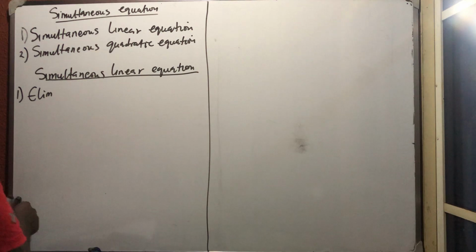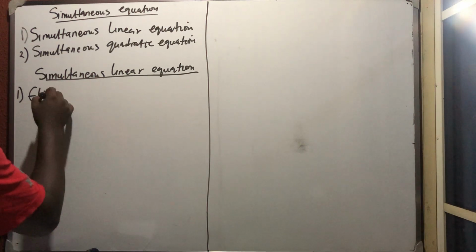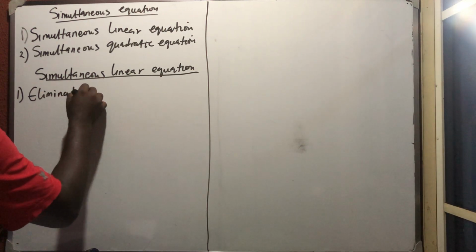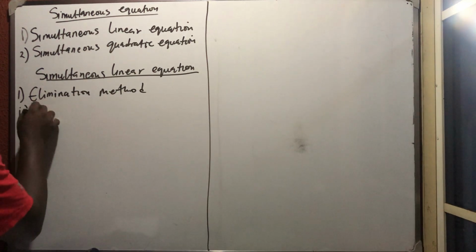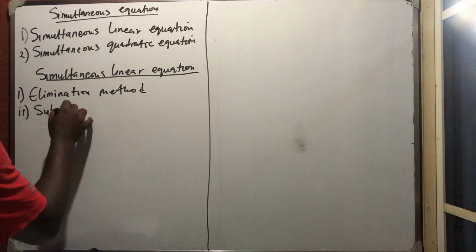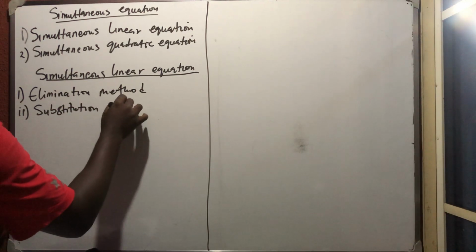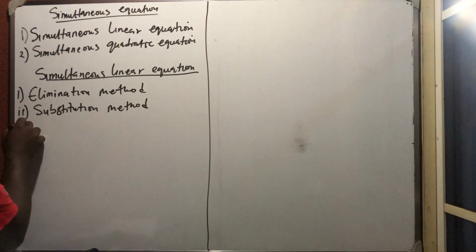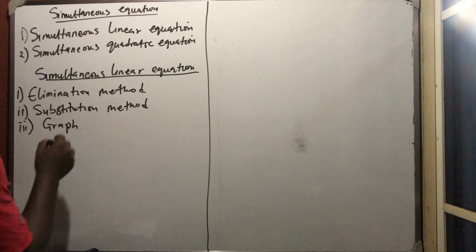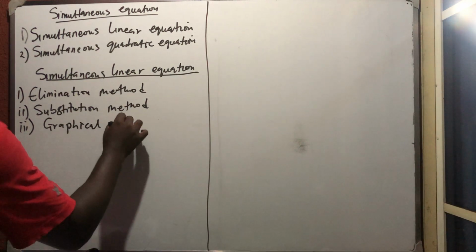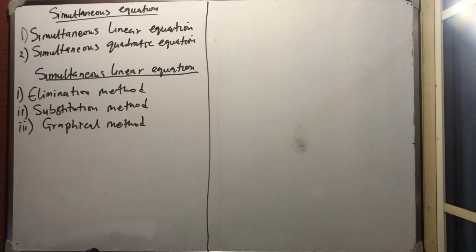Let us look at the elimination method. The second one is the substitution method. And then the next one is the graphical method, but we are not going to do it here because we don't have a graph here. These are the three main methods, but that doesn't mean there are no other methods.